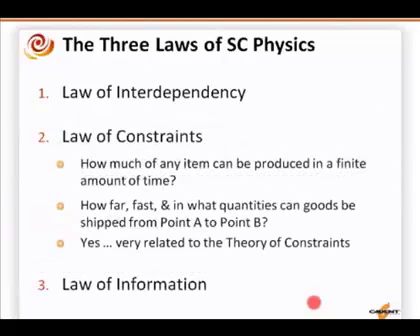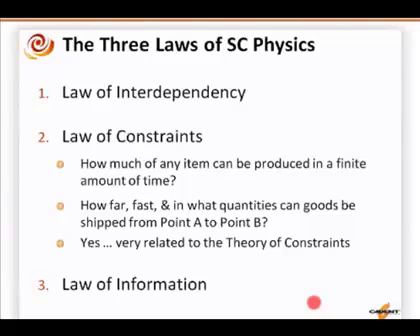The law of constraints. There is a constraint that says how much of any item can be produced in a finite amount of time. There are limits. We have production capacities, we have production rates, all of which have to be adhered to. We have machine downtimes. We have a limited number of machines or factory tools that we can apply to produce products, and a limited amount of labor. How far and fast can the goods be shipped from point A to point B? There is a limit on how fast product can move.